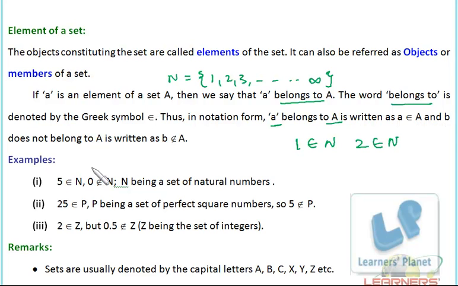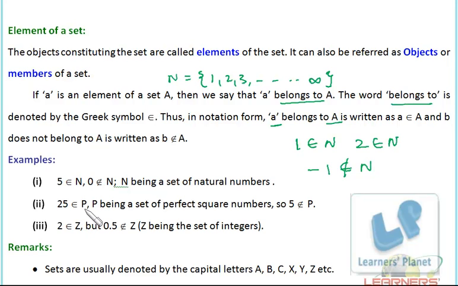So if an element a belongs to set A, that means a, the element, belongs to set A, right? And if b does not belong, then you just put a cross sign over it, and b does not belong to A, right? Suppose I say -1 does not belong to N, right? Because in natural numbers we don't have -1. Okay, so you are clear what a set is and what the elements of a set are. A set is a well-defined collection of distinct objects, and elements of a set are the members of this set.